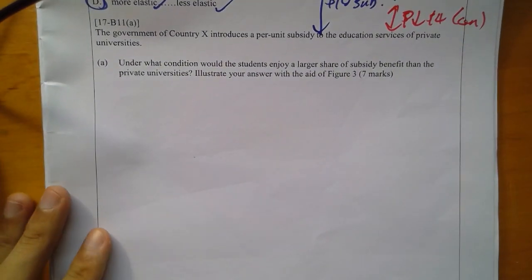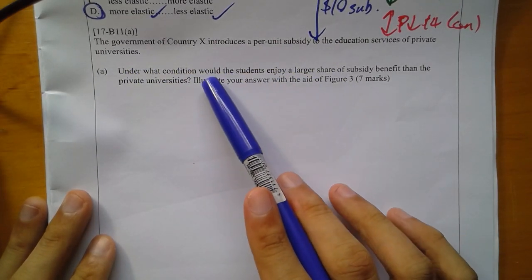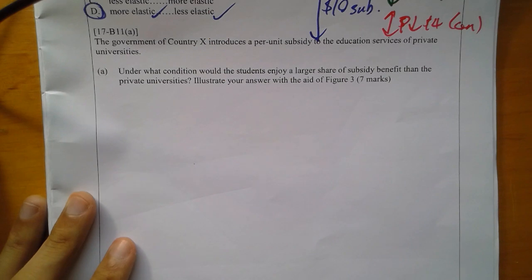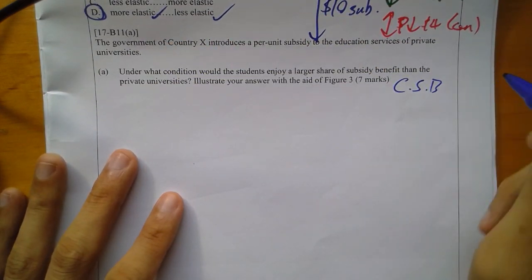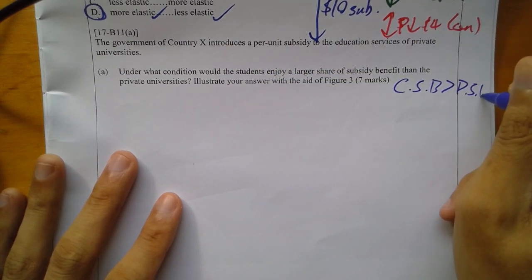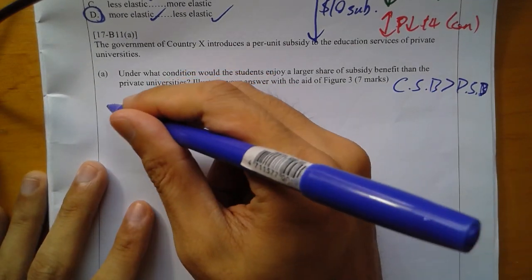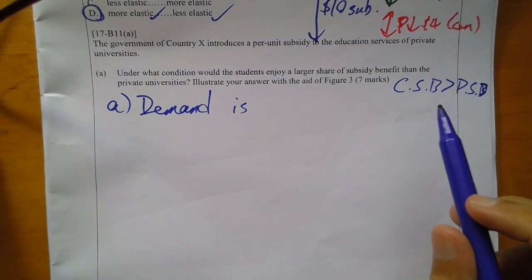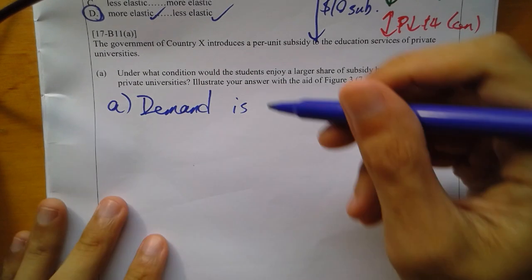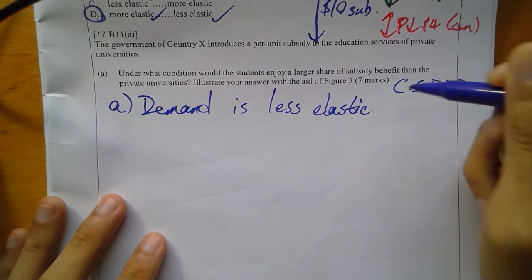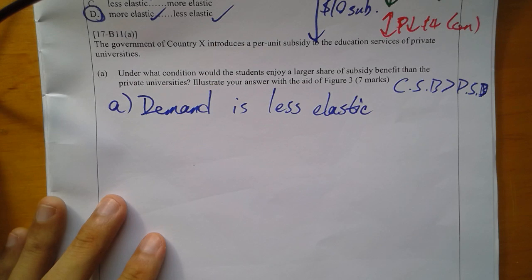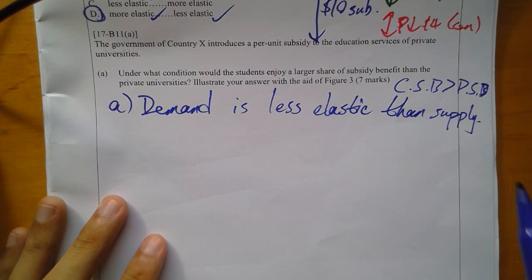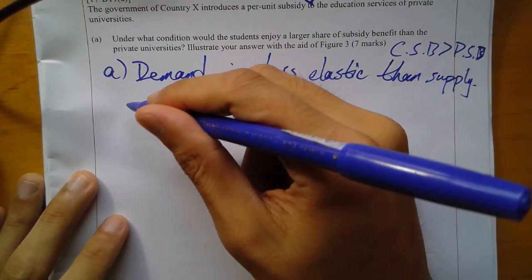Now here, one long question, okay? Under a per unit subsidy, under what situation do students as consumers enjoy a larger share than the private universities? So here, basically it's saying we need CSB to be bigger than PSB. Then what is the condition? The condition should be that demand is, since now the consumer eats more, who eats more? The less elastic one. Not inelastic. Yesterday in the last video I talked about it, not inelastic, but less elastic than supply. That will be the condition that we need.